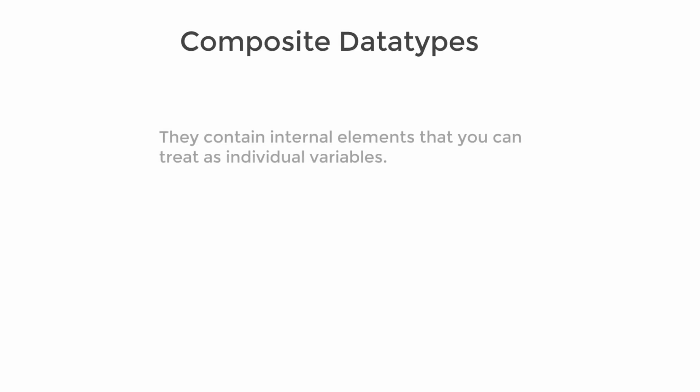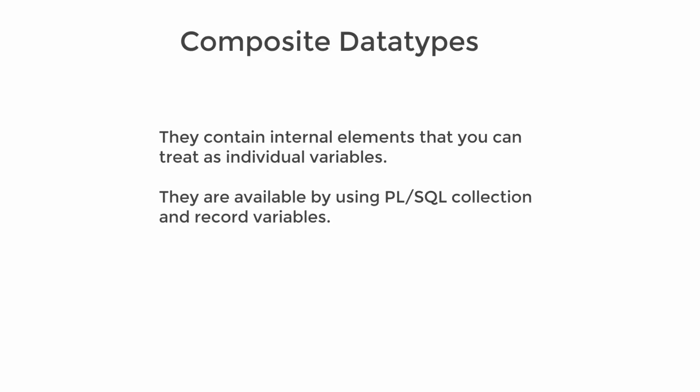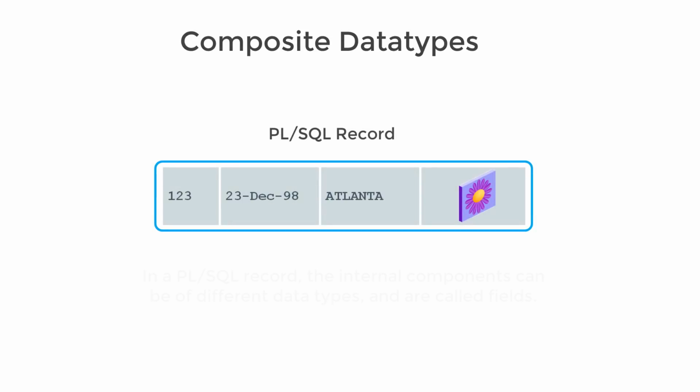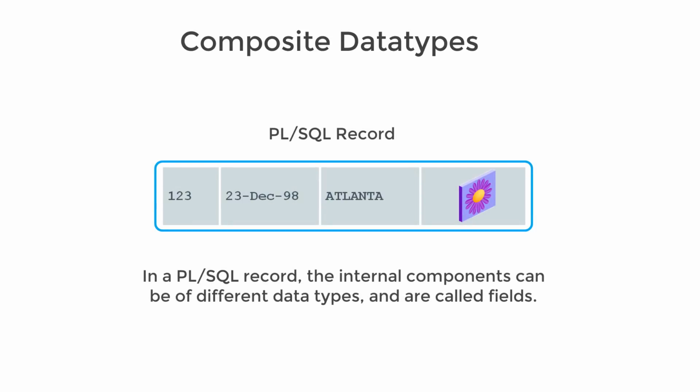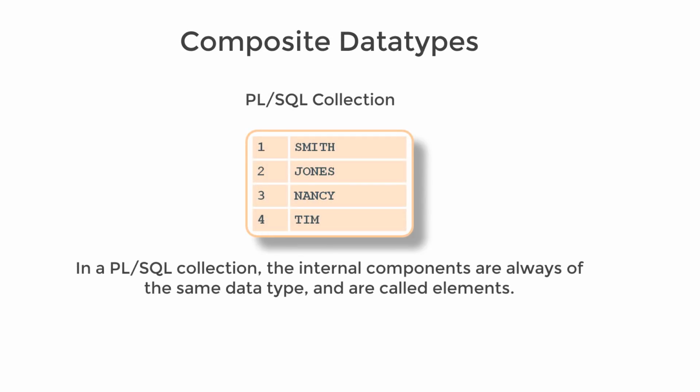Composite data types contain internal elements that you can treat as individual variables. They are available by using PL/SQL collection and record variables. In a PL/SQL record, the internal components can be of different data types and are called fields. In a PL/SQL collection, the internal components are always of the same data type and are called elements.